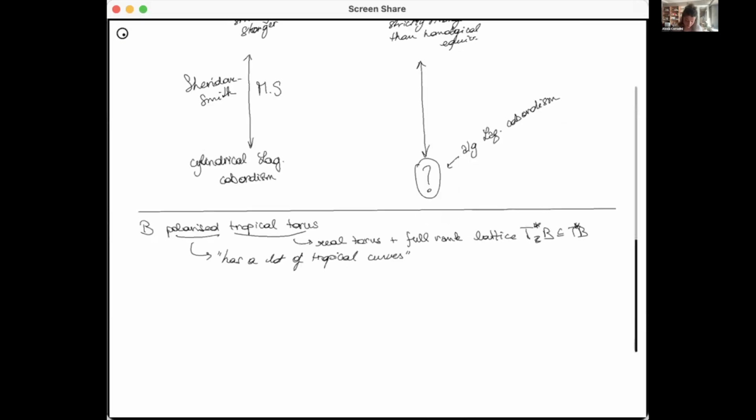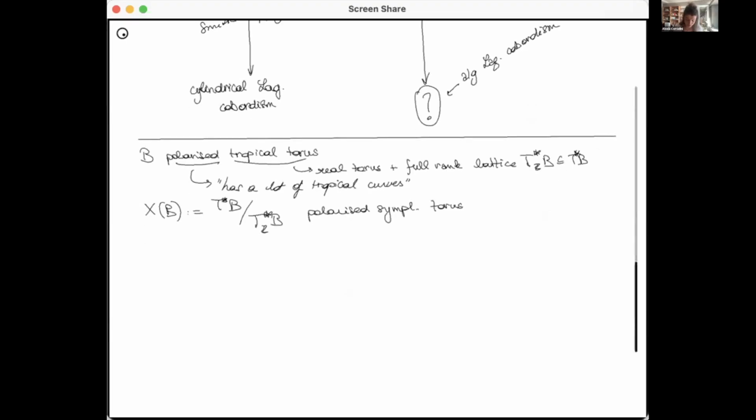Now, from a tropical torus, I can construct a symplectic manifold, X of B, just by taking the cotangent bundle of B with the usual symplectic structure, and then quotienting by the lattice. So this gives me a 2n-dimensional symplectic torus. And if B is polarized, this is what I call a polarized symplectic torus. And this is kind of an SYZ mirror to an abelian variety in algebraic geometry, if you're familiar with those.